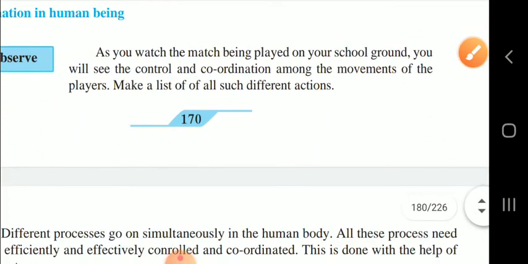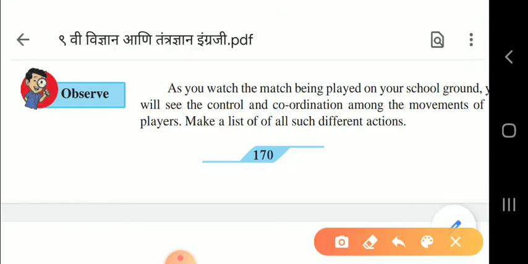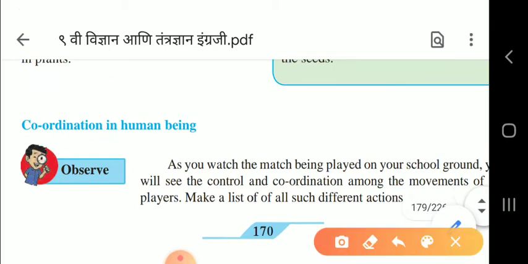Now we will see the coordination in human beings. Sometimes you might have seen that when a cricket game is going on, there is a specific coordination among the movements of the players. So that is an example of coordination in human beings, children.